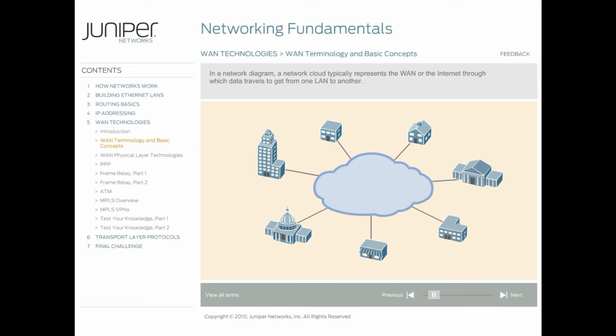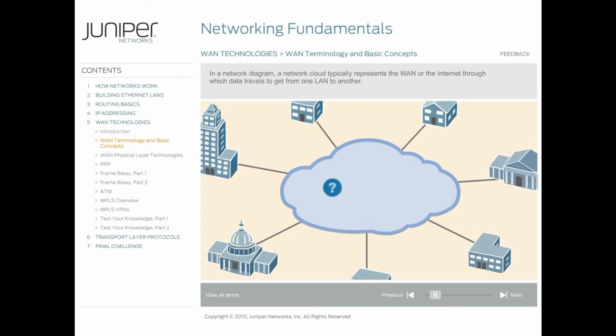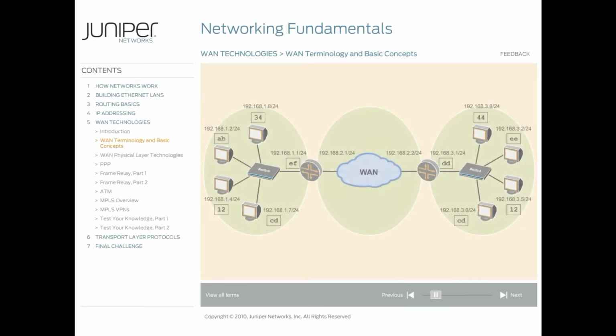The path over which the data travels within the network cloud is the service provider's responsibility. But to understand WANs, you still need to be familiar with what happens within the cloud. Consider the network diagram shown on screen. In earlier sections, we discussed the LAN connectivity, the IP addressing scheme in use, and how data flowed between different LANs. We won't focus on the detail of LANs anymore in this section, so we'll simplify our graphic.